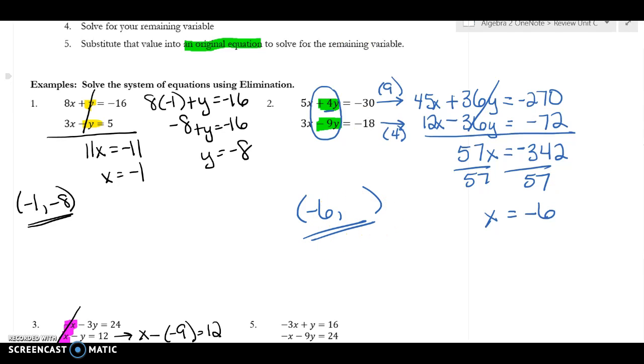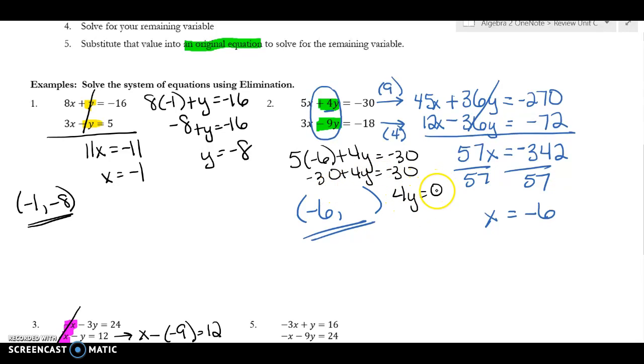To find my second answer, I plug it into one of the equations. I could plug it into the first equation. I can plug it in here, the second one, the third one, or the fourth one. It doesn't matter. I'm just going to plug it into this first one. So it's going to be 5 times negative 6 plus 4y is negative 30. So that's negative 30 plus 4y is negative 30. I add 30 to both sides, so I get 4y is 0. So y is just 0. So that's an example that you're going to get 0, but it still works.